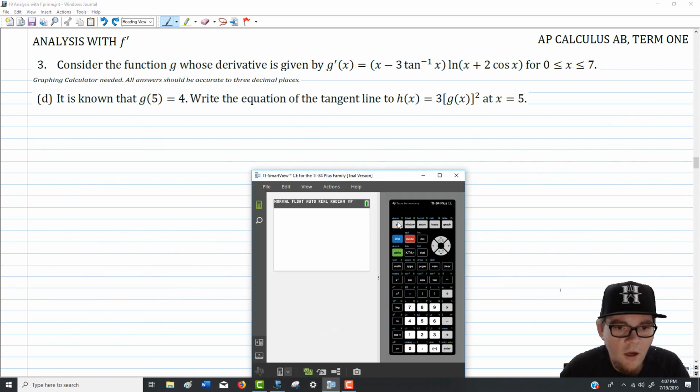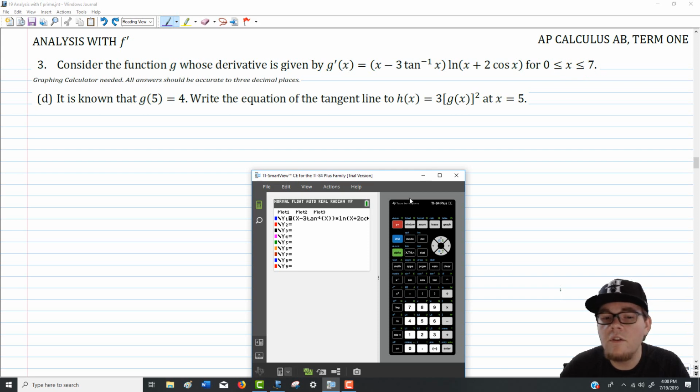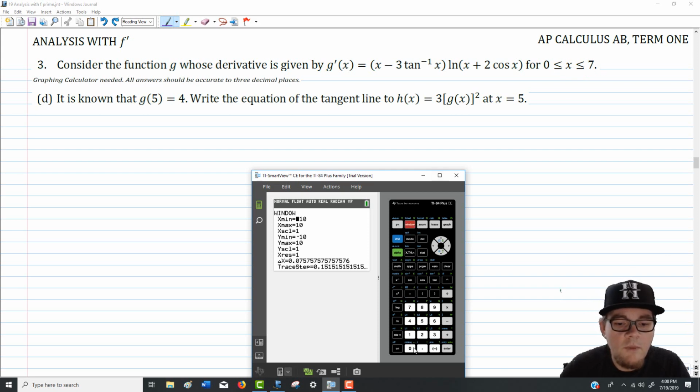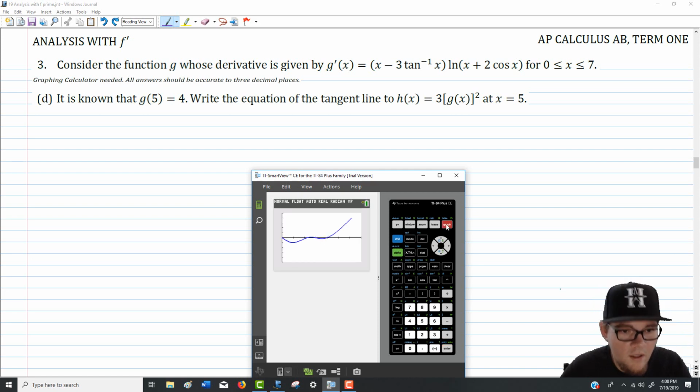So on here, I've already gone to the trouble of punching in y1 equals that derivative. So y1 in our case is going to be g prime of x. And then from here, because we're restricting ourselves to just 0 to 7 for x values, I'm going to change my window from negative 10 to 10 to 0 to 7 in the x direction. And then I don't know what everything else is going to look like here. I'm going to put it as negative 5 to 5, just kind of speculatively. But again, you can just graph it from negative 10 to 10 in the y's, and then we can always adjust it vertically if we need to. So here's what our derivative graph looks like.